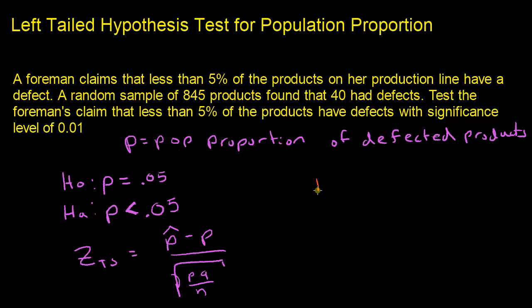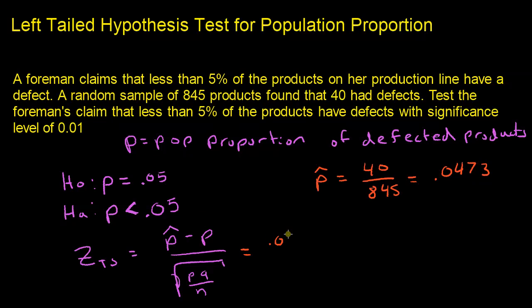So let's go ahead and calculate P hat. Reading this information, they've told us that they've collected a random sample. There are 40 defects out of 845 products. So 40 divided by 845 is 0.0473. Okay, so now I have all the information I need to calculate my test statistic.